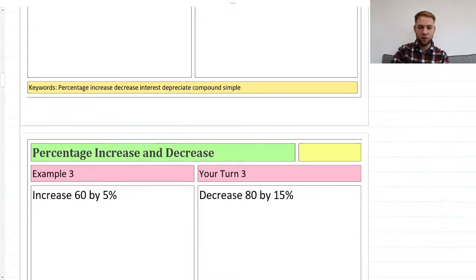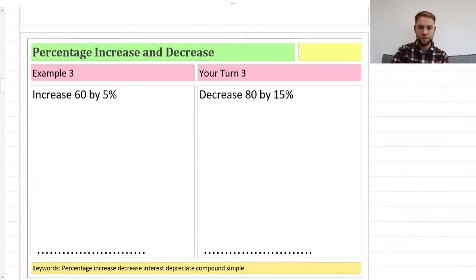Okay, let's have a look at a trickier one. So this one here is example 3. I'm going to have a go at this one on the left, and you can have a go at the one on the right in a second. So get this one down in your notes. So, increase by 5%, example 3.